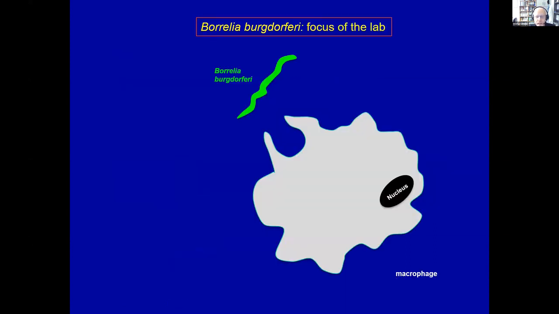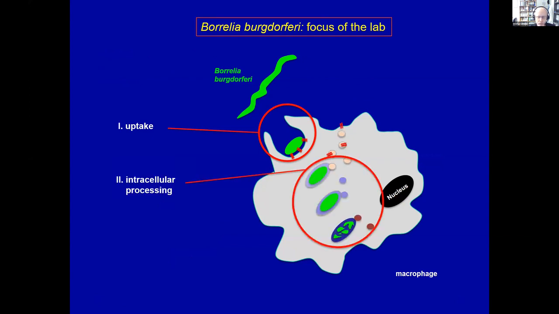What my lab is actually focusing on is how Borrelia is being taken up by the macrophages, and once it's been taken up, how it interacts with the intracellular machinery for degradation. These will be the two main foci of my talk, and there will also be a small bonus, let's say, of unpublished stuff later in the talk.